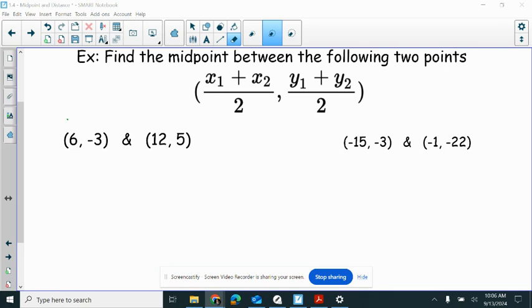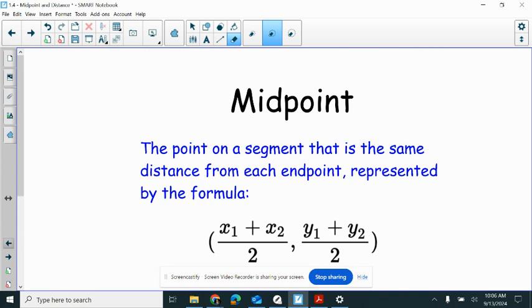This is Mr. Wright. Today we're going to be talking about midpoint. So the midpoint is a point on a segment that is the same distance from each endpoint, represented by this formula. Midpoint, what I think of is like middle point. So if you have a segment, the very middle of it, this is called the midpoint.